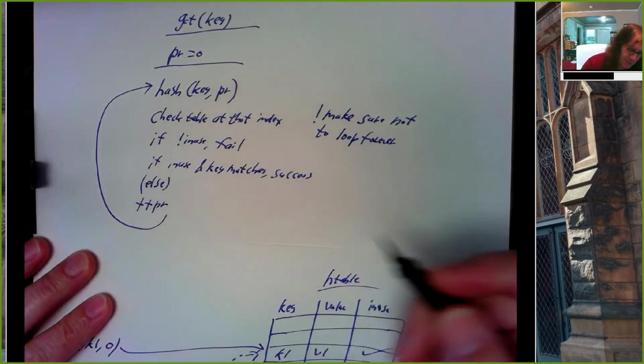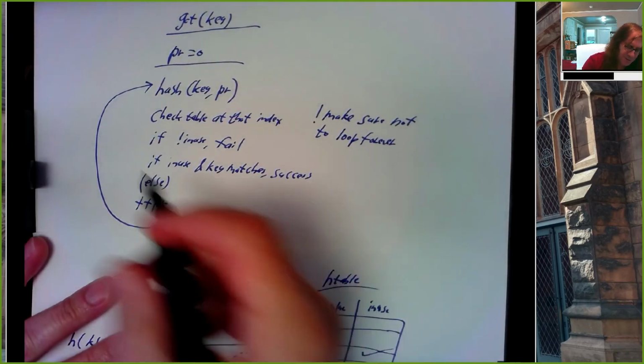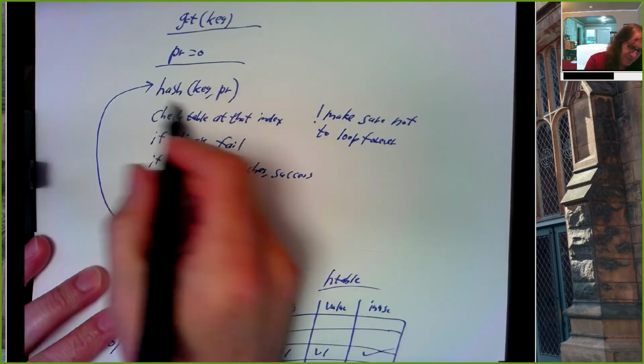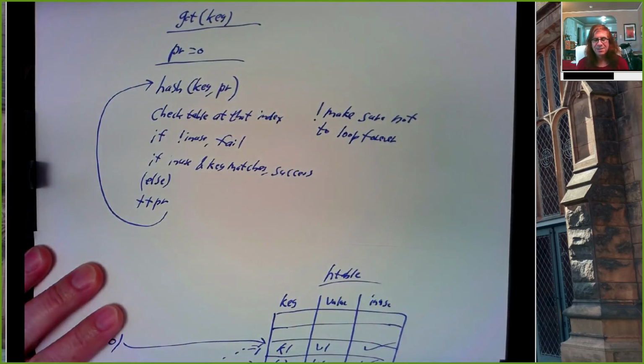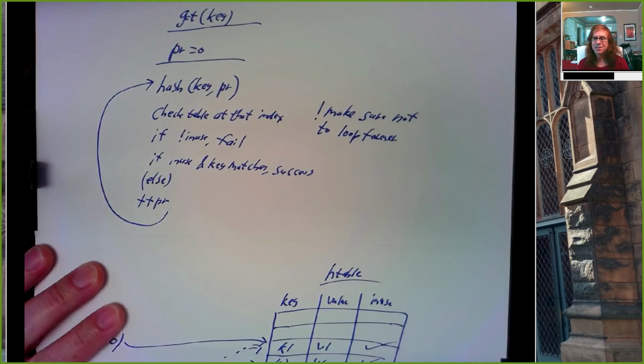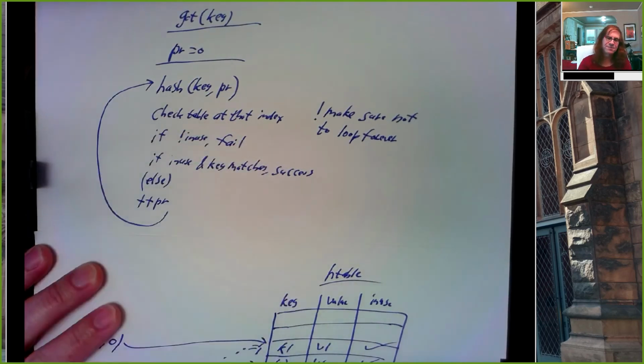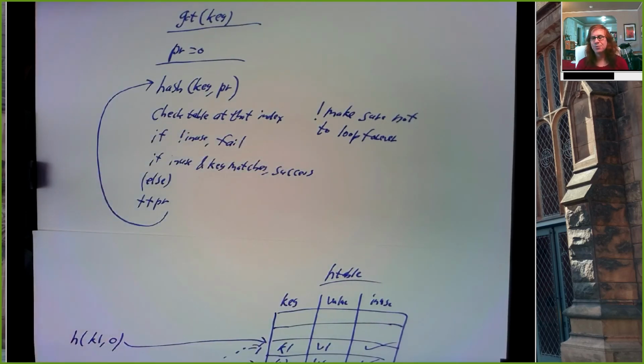So save your first hash attempt somewhere, and then on subsequent hash attempts, see if you get back the same index as the first attempt. And if you do, you can stop right there and say, I didn't find it in the table.